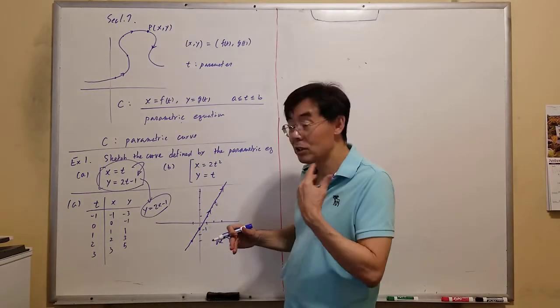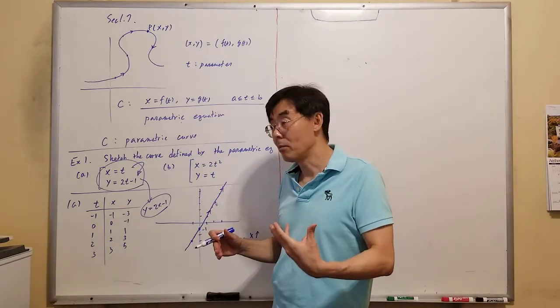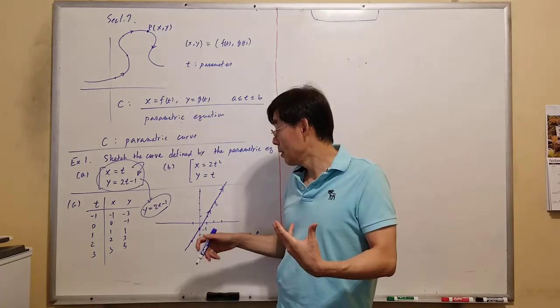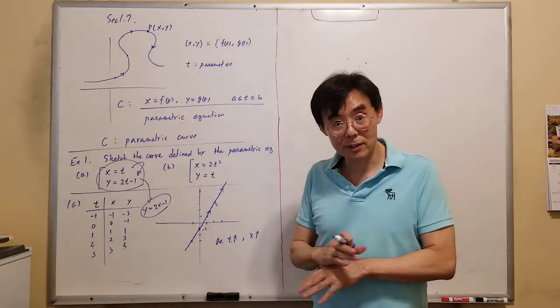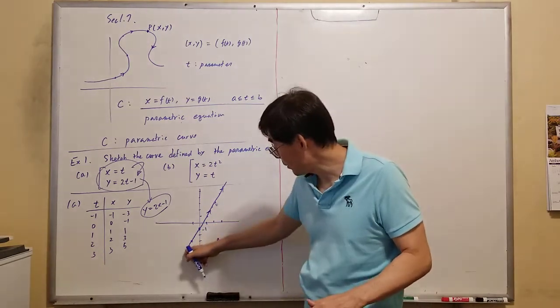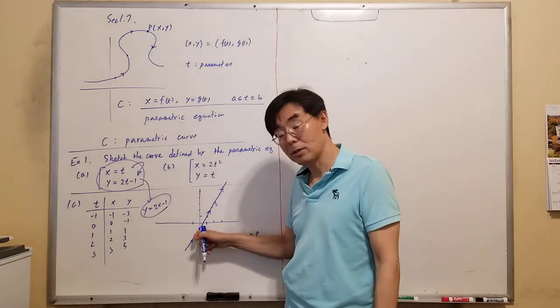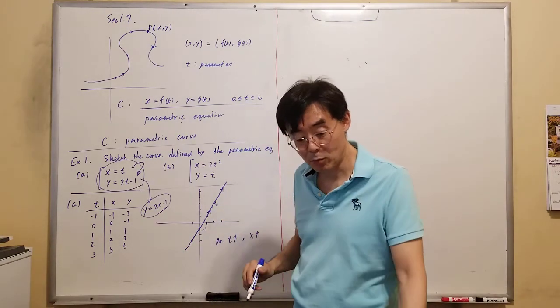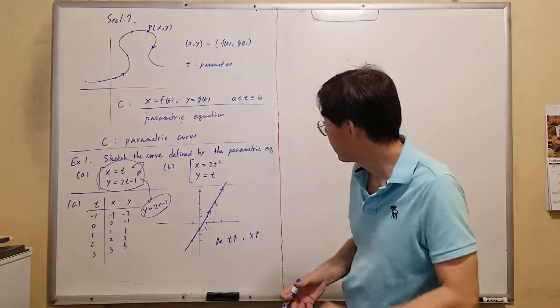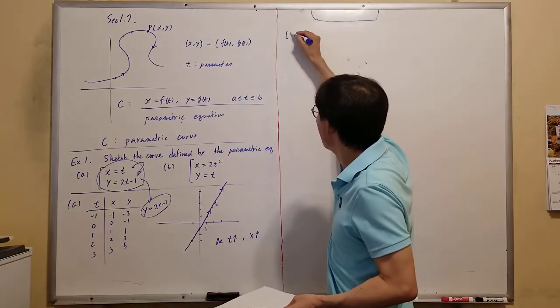But if you want to describe the motion of an object, having the shape of the trajectory is not enough. We have to know how fast a point is going through a certain position, right? So we need parametric equation. In that case, what about B?